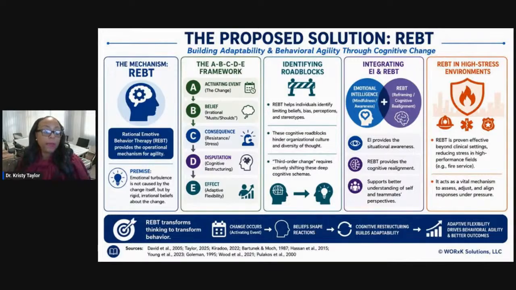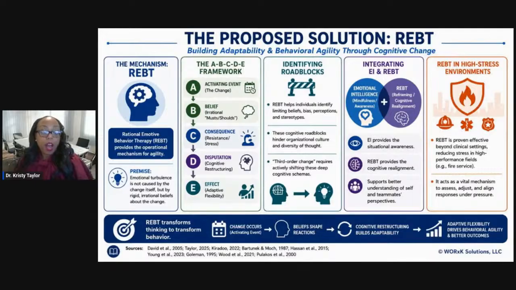So REBT becomes more powerful when it's combined with emotional intelligence, as I pointed out earlier, because emotional intelligence provides that situational awareness that is going to be needed to recognize those thoughts, because most people don't even get to the root cause of why they're thinking. And so when you look at the research, these approaches are effective in high stress environments where uncertainty, pressure, and rapid decision-making is common. And by helping individuals to assess, adjust, and align their responses in real time, REBT is going to strengthen that adaptability and it supports and develops behavior agility.